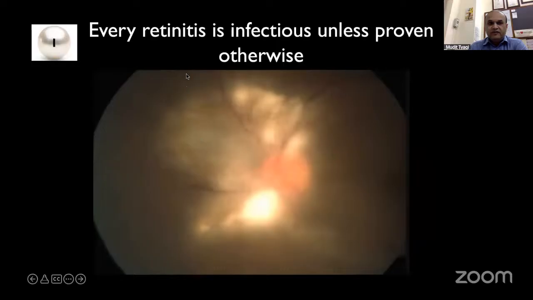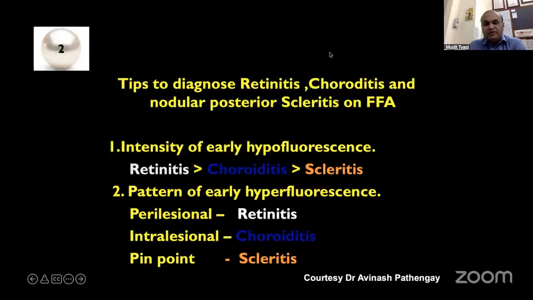Now the first and foremost rule is that every retinitis is infectious unless proven otherwise. That is the first point we have to remember. Whenever we see a retinitis, the first dictum is to consider it and treat it on lines of infection, and rule out infections before labeling it as a non-infectious uveitis. Meaning thereby, all retinitis should be treated appropriately with antimicrobials. If steroids have to be given, they need to be given under the cover of an appropriate antimicrobial based on the cause of that infection. So every retinitis, unless proven otherwise, has to be considered infectious, and it becomes our duty to find out the cause of the underlying infection.